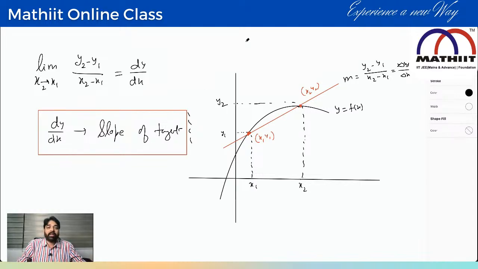So whenever you want to get the slope of tangent, you have to use the dy by dx term. If I ask what is the slope of tangent to the curve y equal to x square, I will find dy by dx, and that is the slope of tangent, right? So this is the meaning of dy by dx. That is called the slope of tangent also.